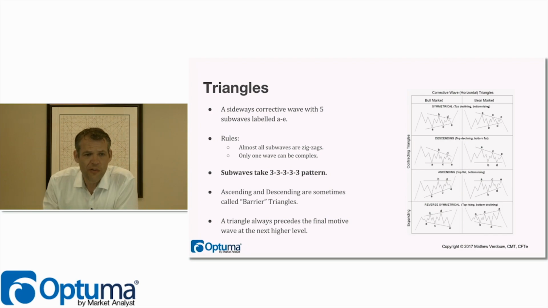So always a sideways corrective wave, 5 subwaves labelled A to E. Almost all subwaves are zigzags, just that 3 pattern there. If you were to dig in, it would be a 5, 3, 5 within each of those subwaves. Only one wave could be complex. That's definitely a rule there. Sometimes you can get ascending and descending here. They're sometimes called barrier triangles as well. And a triangle always precedes the final motive wave at the next higher level. Again, that's that fractal thing. I really don't think you're going to get asked questions about that.